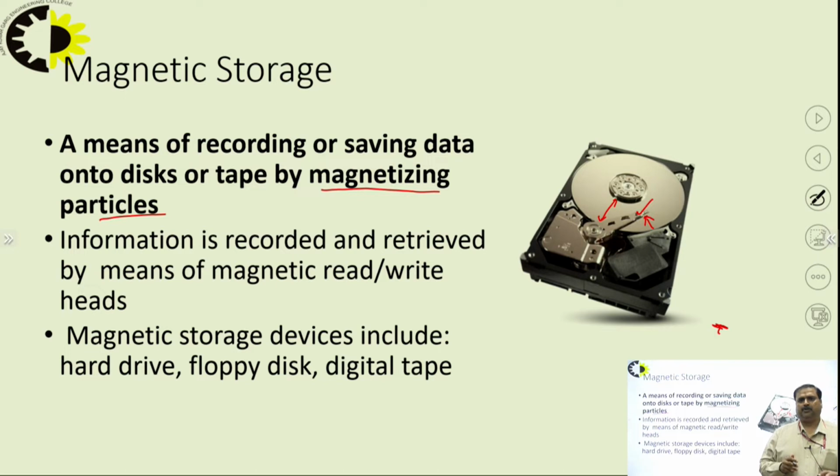Such types of magnetic storage include hard drives, which our systems have, floppy drives, which are small externally attachable devices, and we can also have a digital tape.